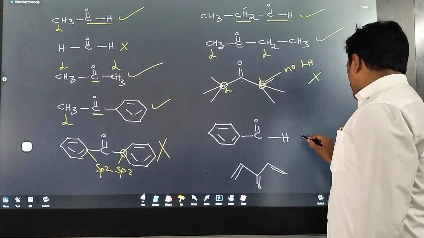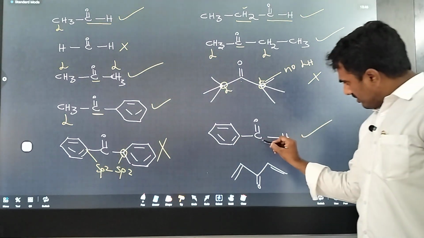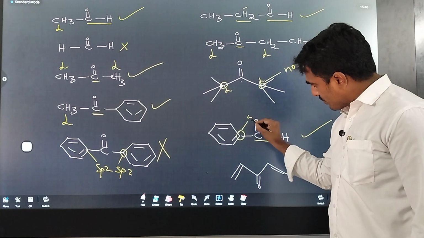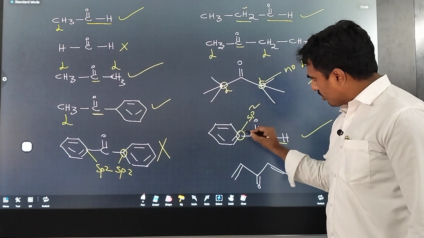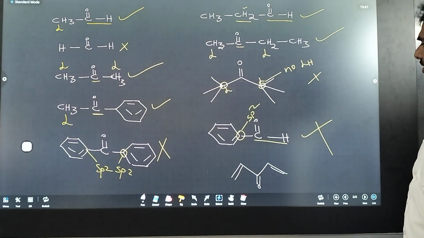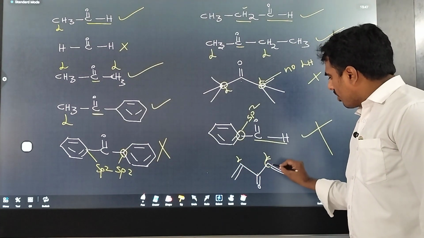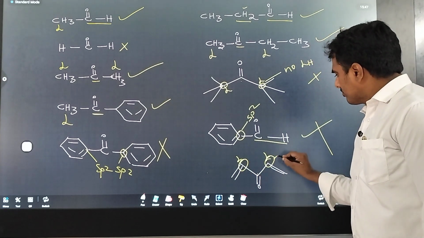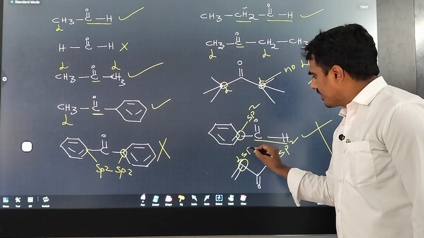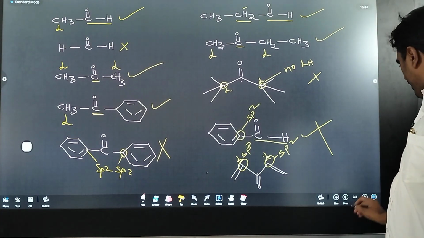I can take one more example. This is benzaldehyde. Here this is the functional group, and this is the adjacent carbon. The adjacent carbon must be sp3 hybridized, but this carbon is sp2 hybridized. That's why this does not participate in aldol condensation. Here the adjacent carbon is alpha, but this carbon is sp2 hybridized. The alpha carbon must be sp3 hybridized for the compound to participate in aldol condensation.